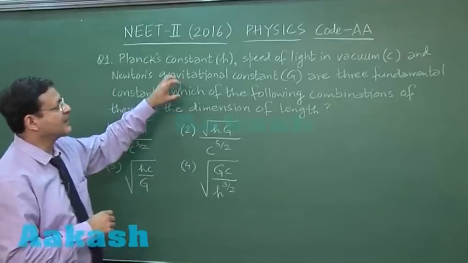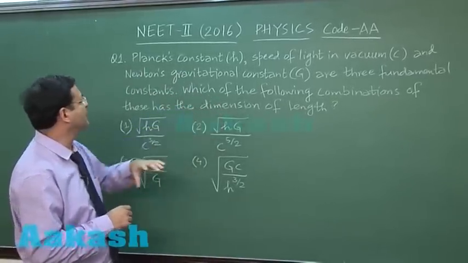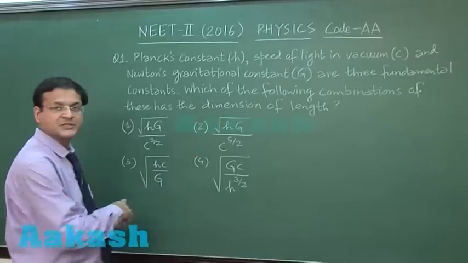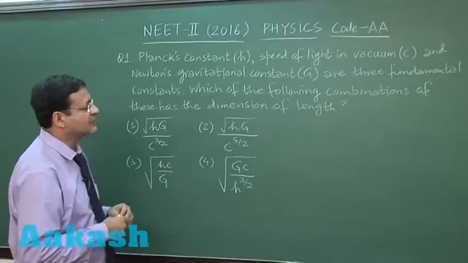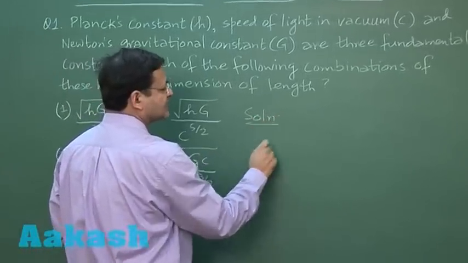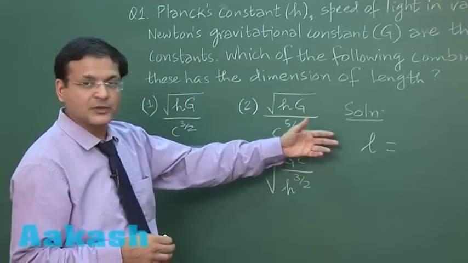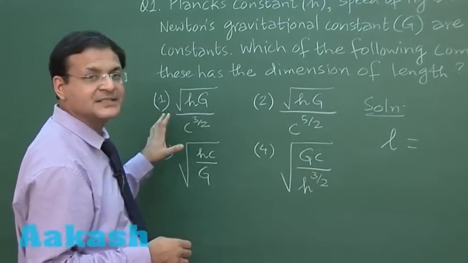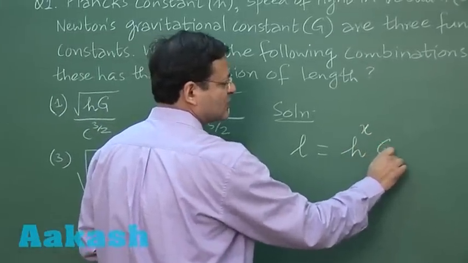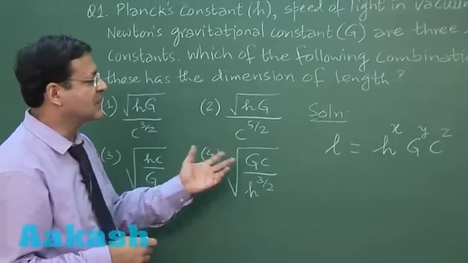So three fundamental constants have been given, and they are asking which of the following combinations of these have the dimensions of length. These are the four options you have been given. This is a very straightforward analysis, where L has to be calculated in terms of h, G and c. So you can say h raised to the power x, G raised to the power y and c raised to the power z. Now you have to balance the dimensional formula.